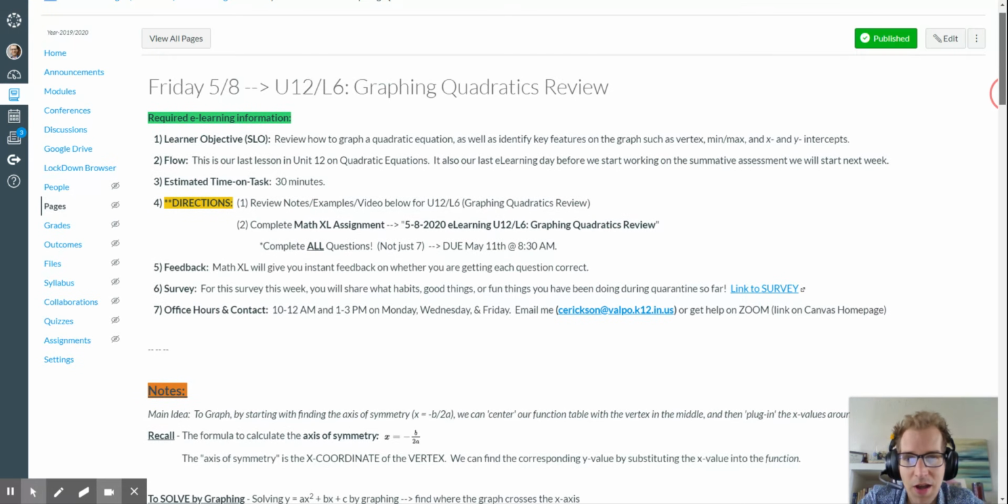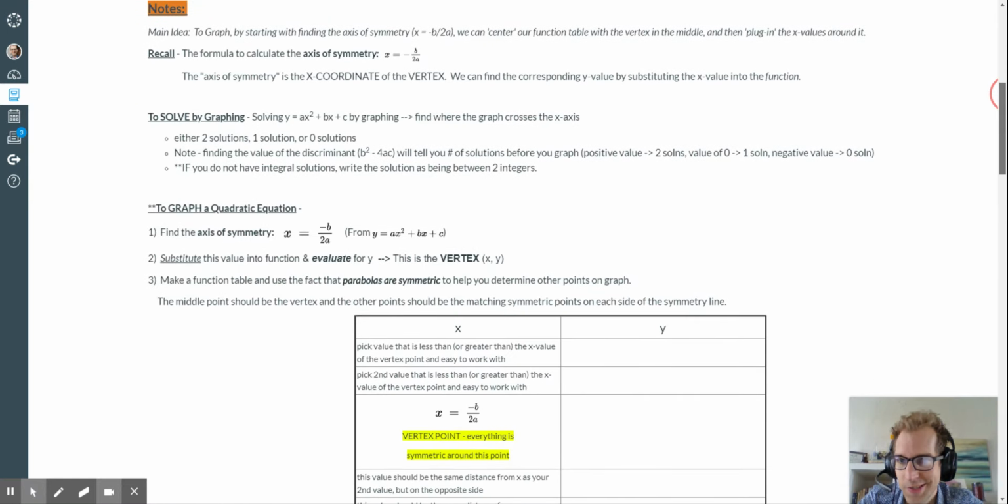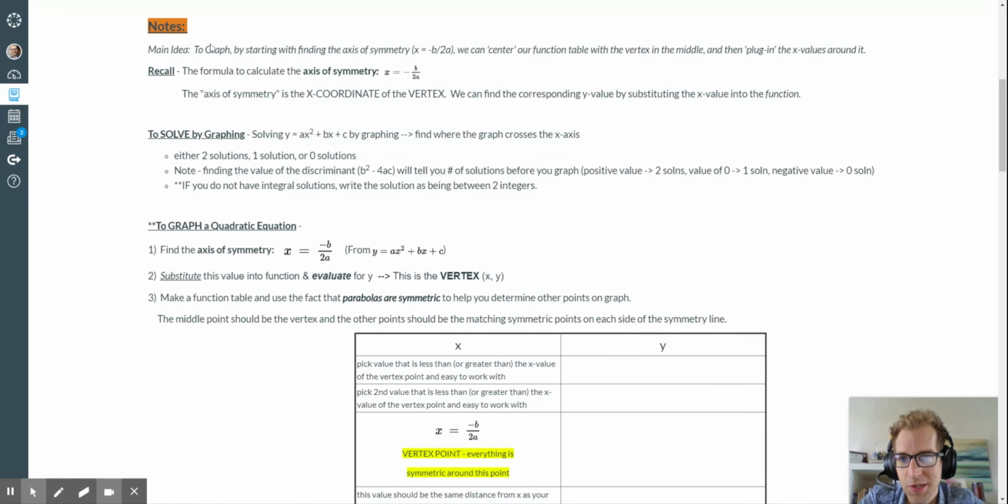All right, so there are several things involved with graphing. The main idea here is to graph starting by identifying the axis of symmetry. The one thing you really need to memorize is that x equals negative b over 2a. And there it is right there, axis of symmetry, x equals negative b over 2a. That's what you are always going to start with, so you want to memorize that formula just to know what to start with.